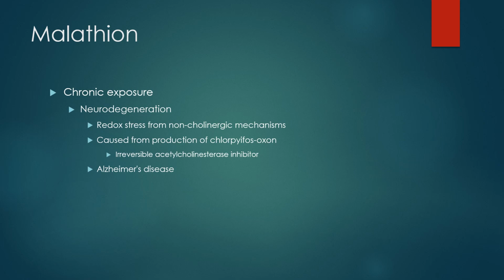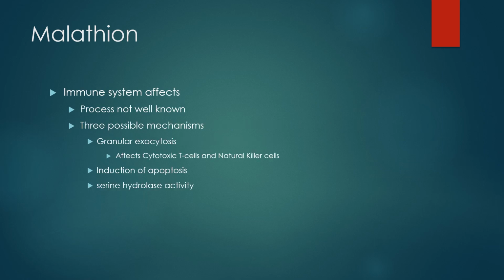Chronic malathion exposure is seen primarily through neurodegeneration symptoms caused by redox stress from non-cholinergic mechanisms and caused from the production of chlorpyrifos, which is an irreversible acetylcholinesterase inhibitor and has connections with the cause of Alzheimer's disease.